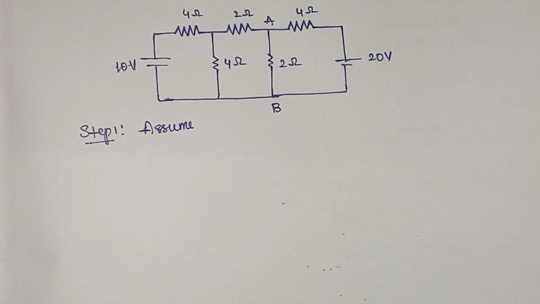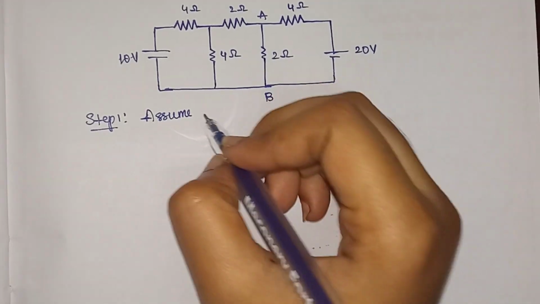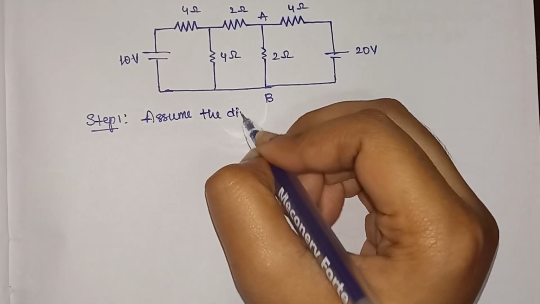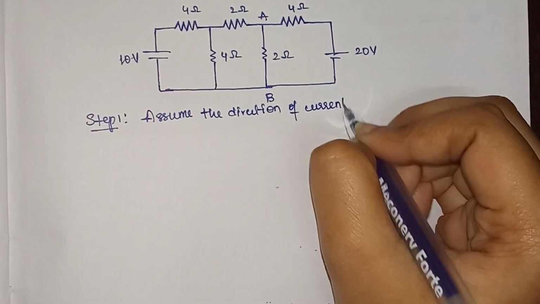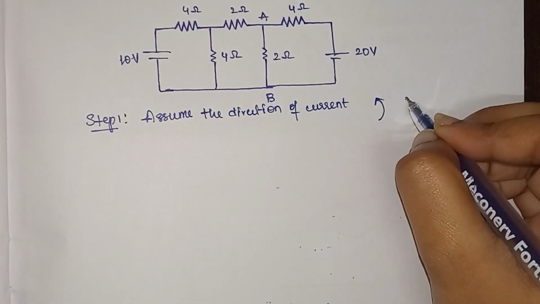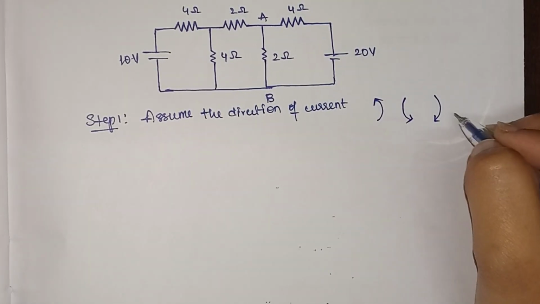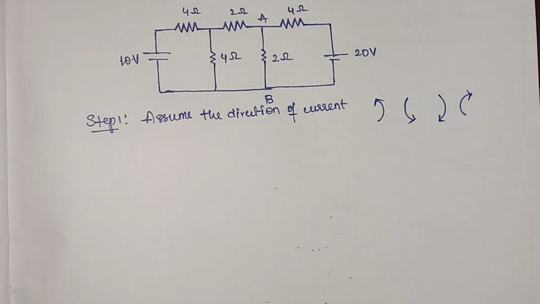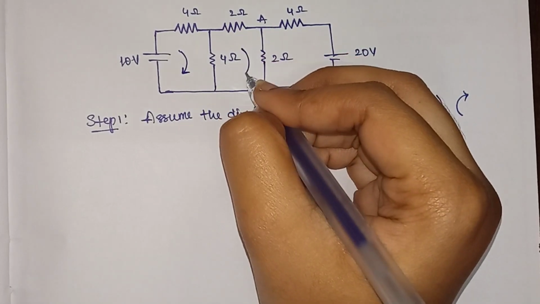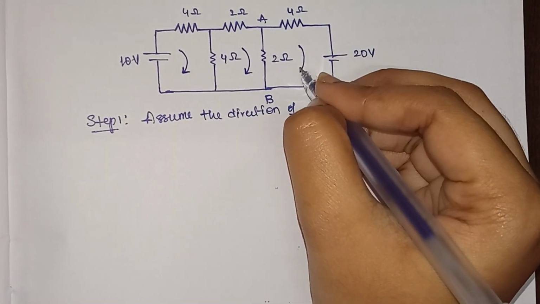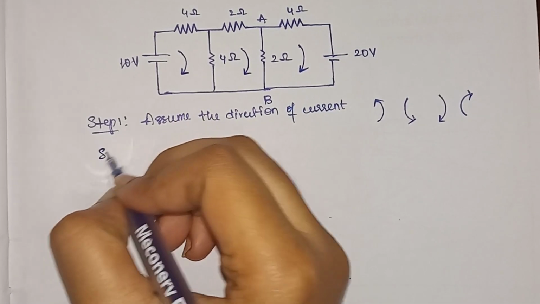So this is the circuit we are having. Now what is step 1 for doing this mesh analysis problem? First we need to assume the direction of current. Either it might be in a clockwise direction or an anti-clockwise direction, or in this direction also. You can assume in any of the directions. So suppose we are assuming our current in this direction in all the 3 meshes, so I assumed the current in this direction. Now what is step 2?